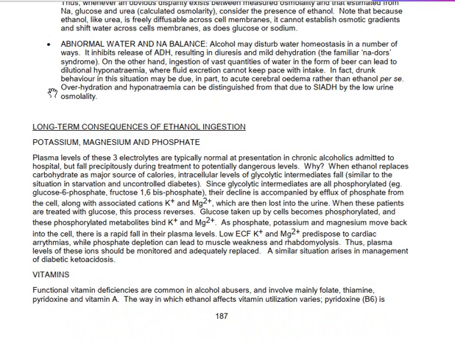Now, what are the long-term consequences of ethanol ingestion? You have potassium, magnesium, and phosphate disorders. You need to know the plasma levels of these three electrolytes are typically normal at presentation in a chronic alcoholic admitted to the hospital, but are going to fall precipitously during the treatment to potentially dangerous levels. Is it clear? Every time you treat a patient with chronic alcoholism, when they stop drinking alcohol, they start having very low levels of potassium, magnesium, and phosphate.